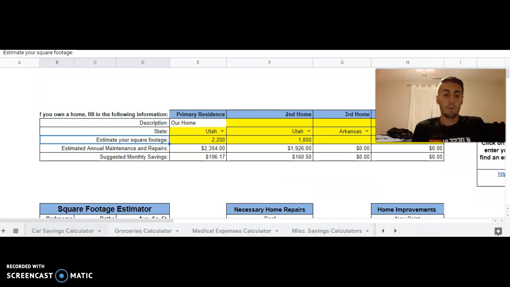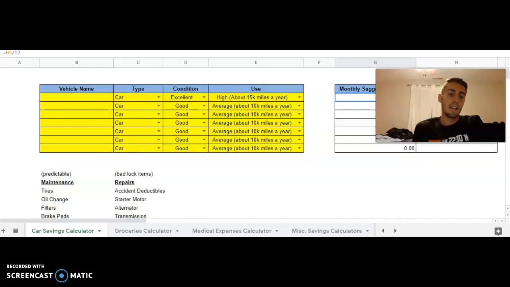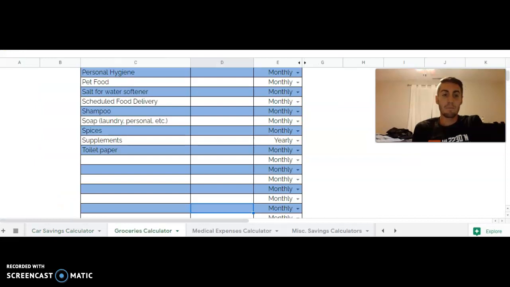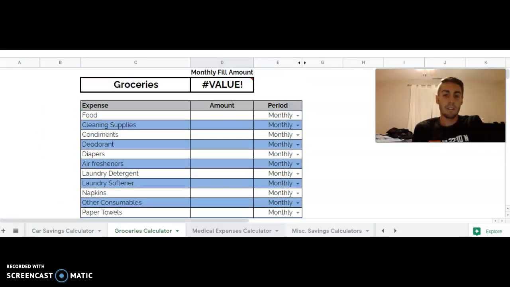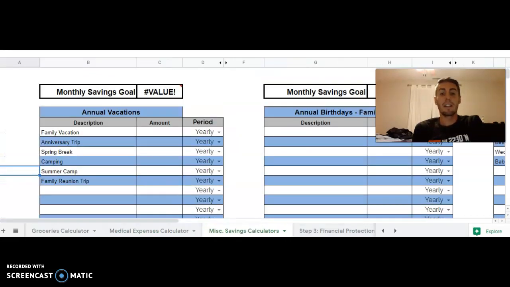We've got one for cars. You can go in and say how new your car is, and it shows about how much you should be saving for those types of expenses. Again, there's maintenance and repairs. Even groceries sometimes can be quite variable, so there's something that will help you calculate that out. Medical expenses, and then also a few miscellaneous as well. It makes things a lot easier when you have tools like this, because it breaks down how much you should be saving in each of those categories.